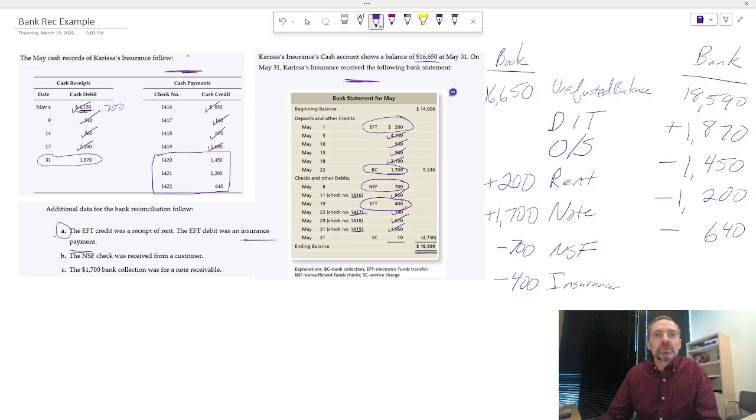All right, last one down here, SC stands for service charge. And so there was a $10 service charge on our account. That's the fee that the bank is charging us. And so now we know about it. We said, all right, let's subtract another $10. We didn't know about this until now.